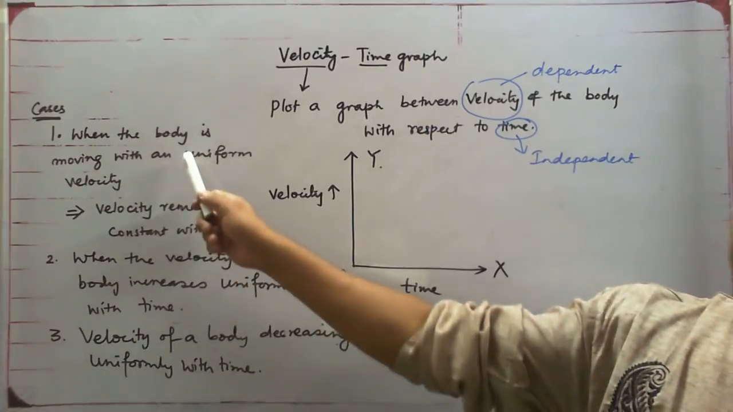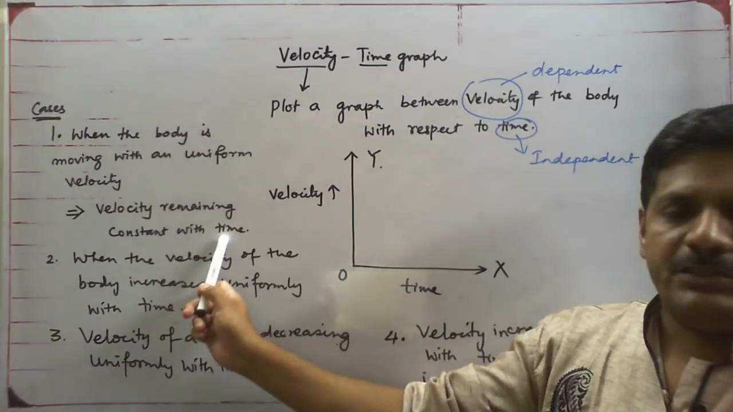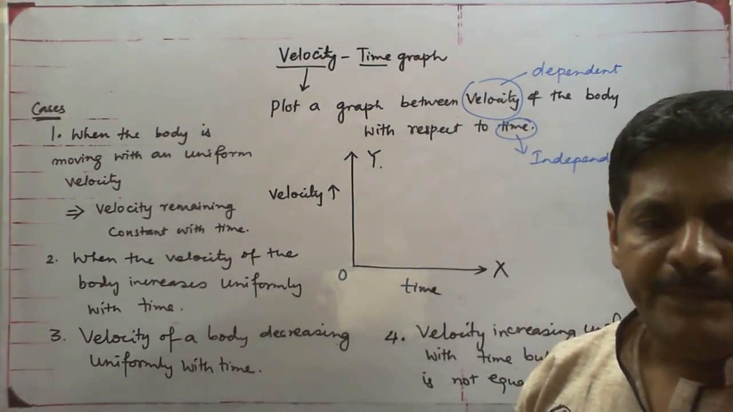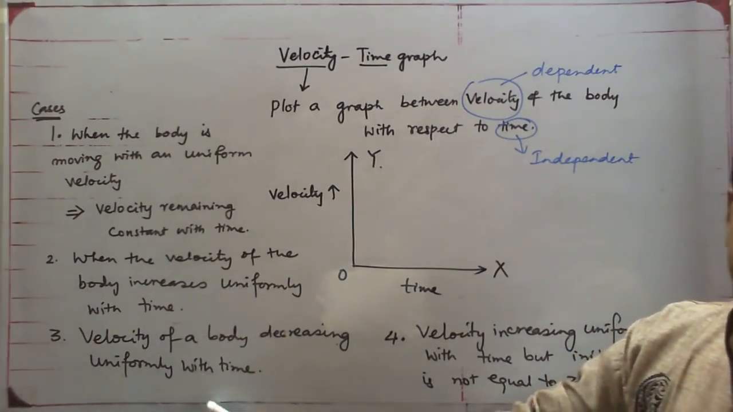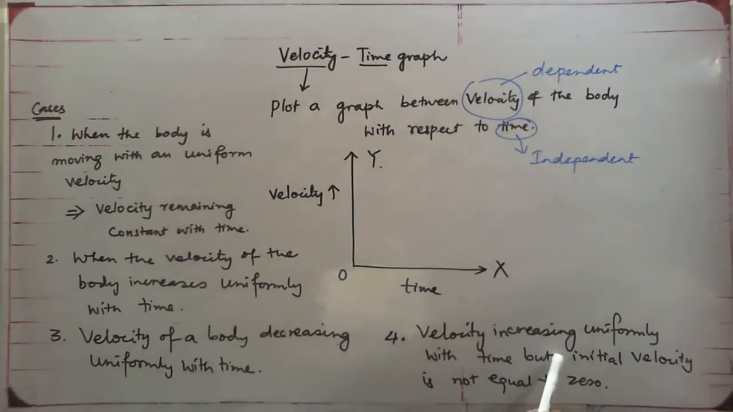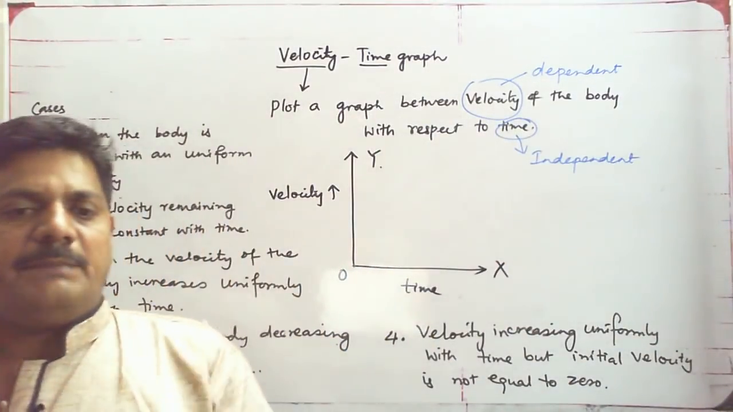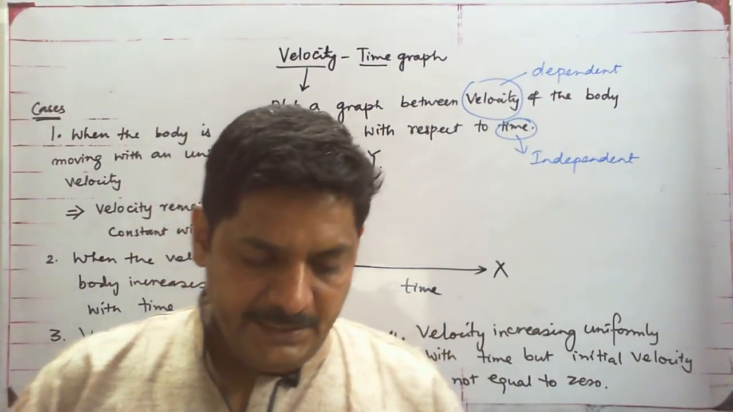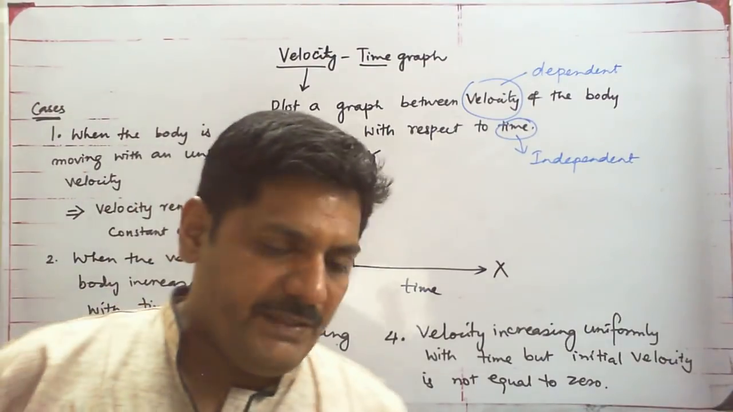The first one, the body is moving with the uniform velocity, the velocity of the body remaining constant with time. The second one is the velocity of the body increasing uniformly with time. The third one is velocity of the body decreasing uniformly with time. And the fourth one is velocity increasing uniformly with time, but the initial velocity is not equal to 0. So we will draw the 4 different types of graphs today. So the first case, velocity of the body remaining constant with time.